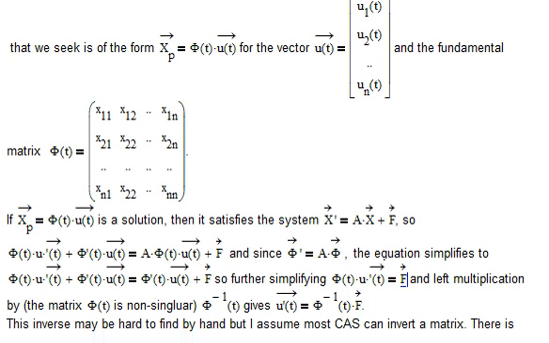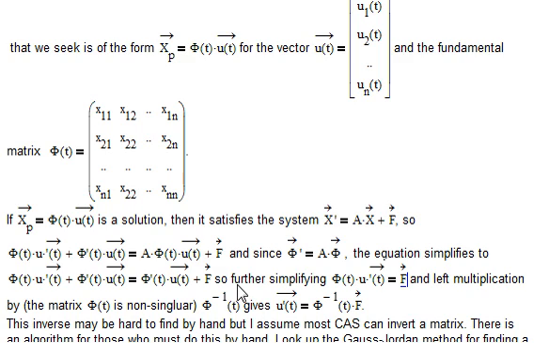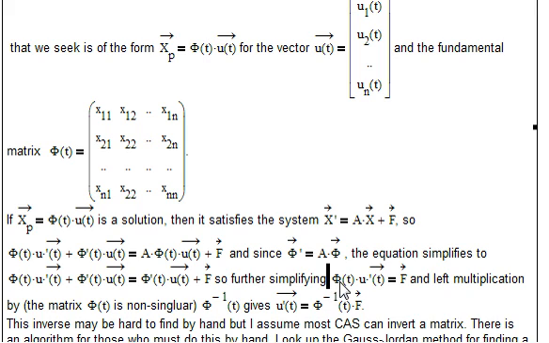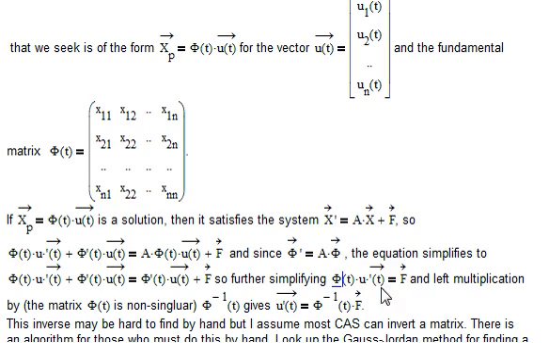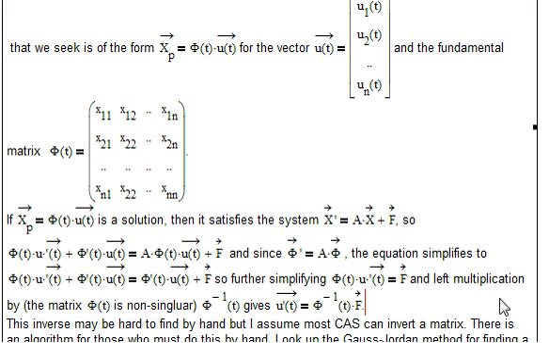And left multiplication by the matrix phi, which is non-singular, so we can do it, gives us the fact, in other words, multiply this side by phi inverse, multiply this side by phi inverse, we get u prime equal to phi inverse of t times f. Well, that's kind of nice. See, phi inverse times phi will give us an identity matrix. Identity matrix times u prime is just u prime. So how about that?